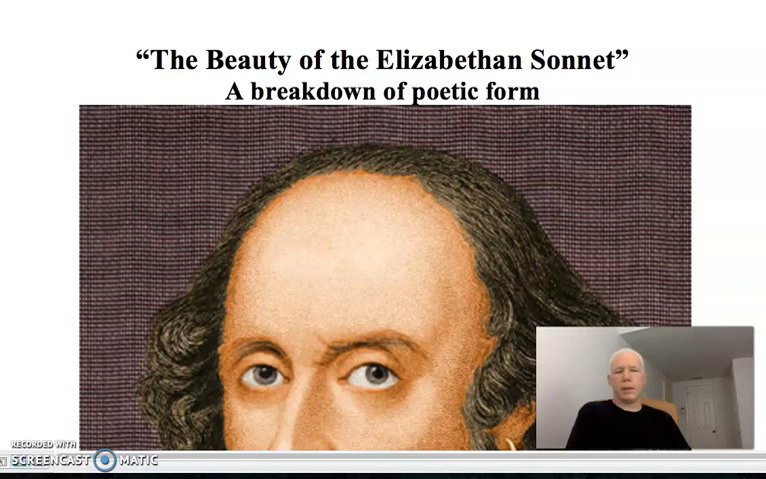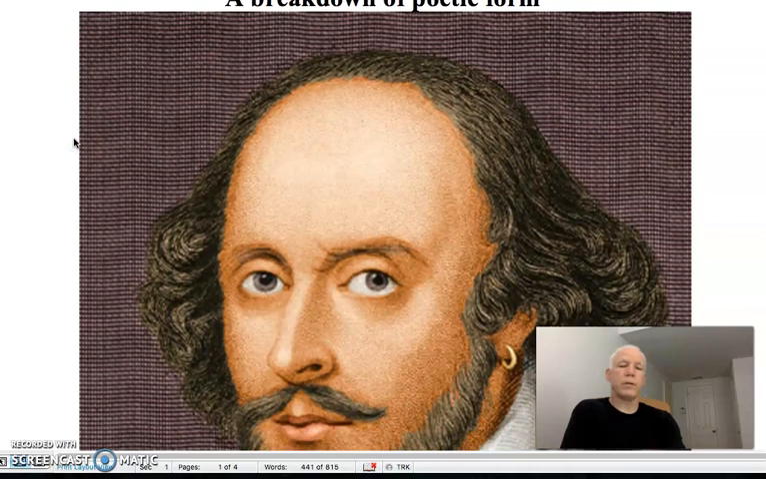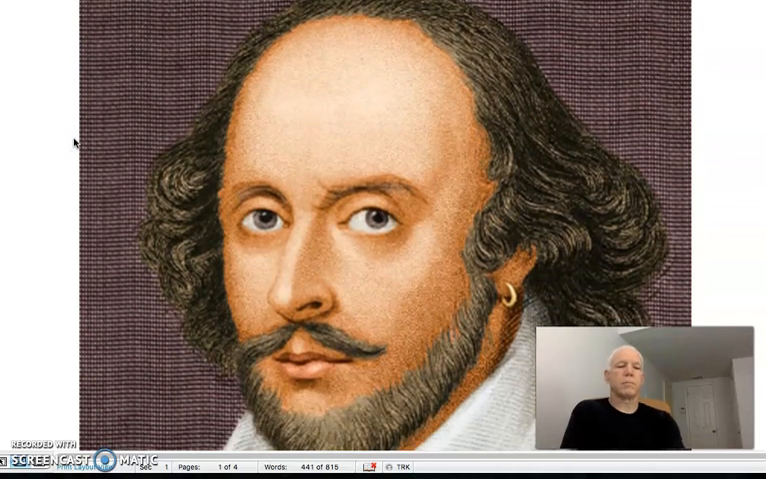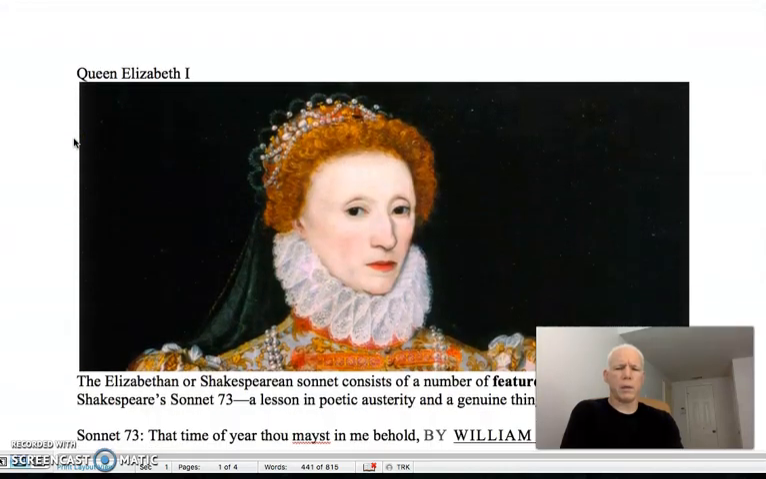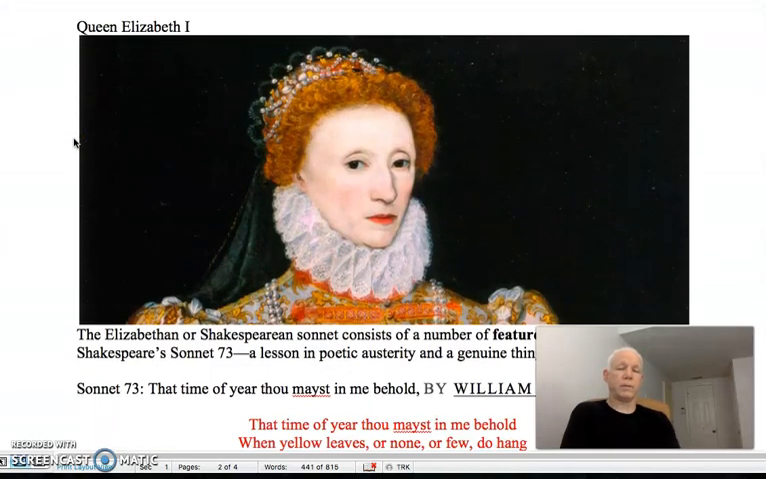Hi, everybody. As we turn now to the poetry, I want to put something in front of you that I put together called The Beauty of the Elizabethan Sonnet, a breakdown of poetic form. Now, this is meant to be an illustration of this concept we've been talking about called the marriage of form and content in poetry. Here's a picture of William Shakespeare, circa 1600, followed by a picture of Queen Elizabeth, the reigning monarch at the time, circa 1600.